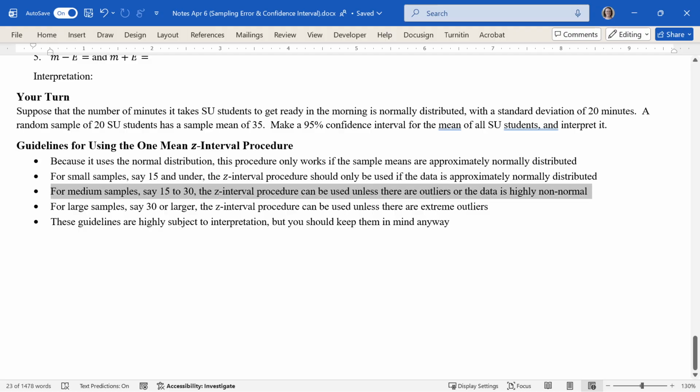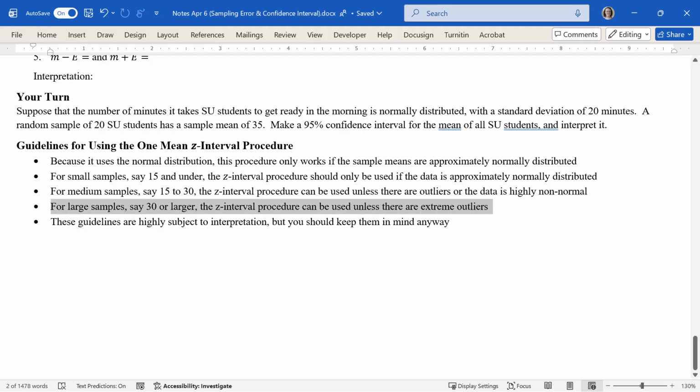For medium samples, say 15 to 30, the z-interval procedure is okay unless there are any outliers, or if you happen to know the data is highly non-normal. Outliers is probably a good enough check. And by the way, how do you check for outliers? There are a few different formulas that people use. The way we did it in this class was by making box plots in Excel, and then we could see the outliers on there. They were detected for us as little outlying points. For large samples, say 30 or larger, the z-interval procedure is pretty much fine as long as there are no extreme outliers.